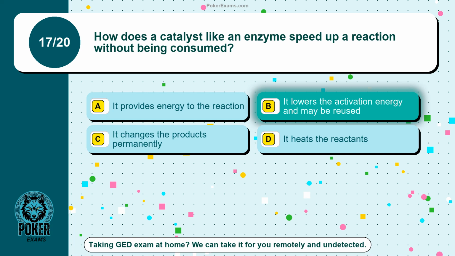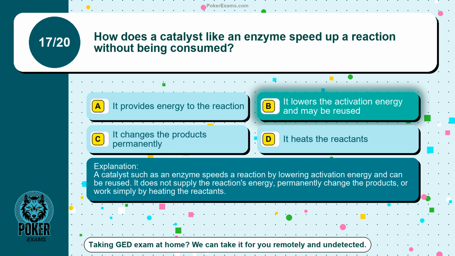The correct answer is option B. It lowers the activation energy and may be reused. A catalyst such as an enzyme speeds a reaction by lowering activation energy and can be reused. It does not supply the reaction's energy, permanently change the products, or work simply by heating the reactants.